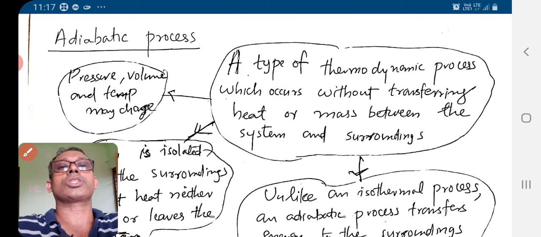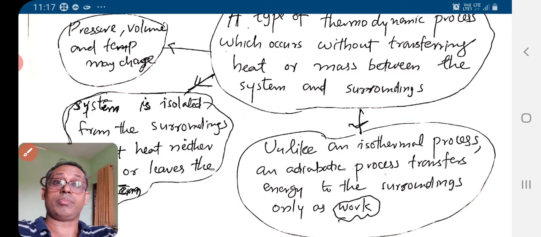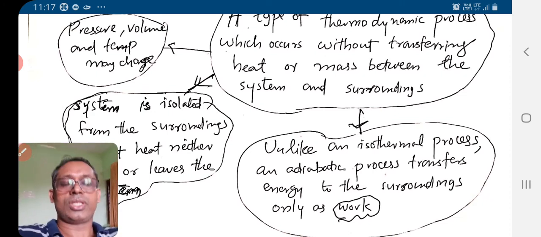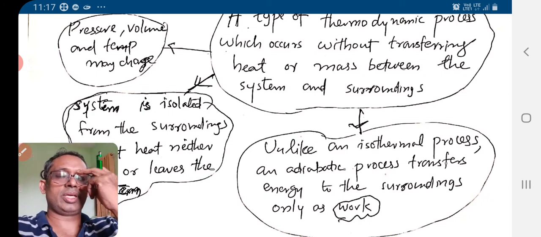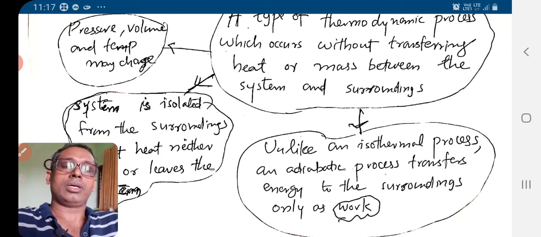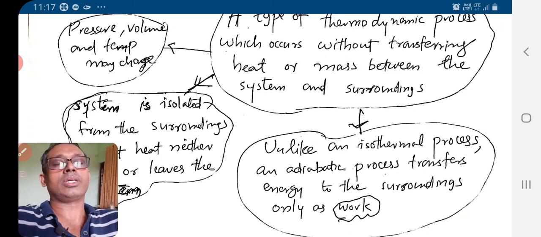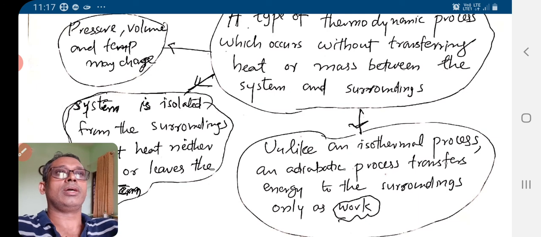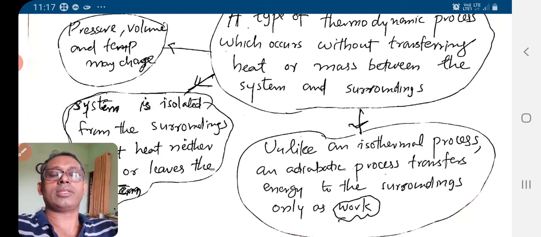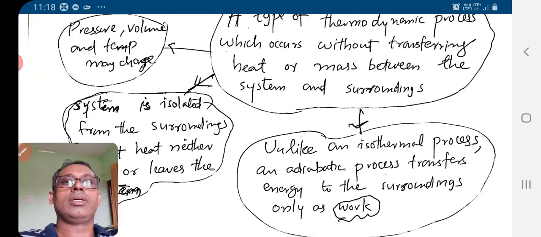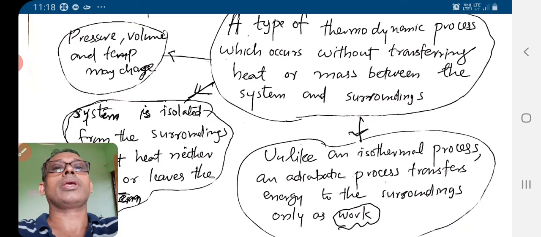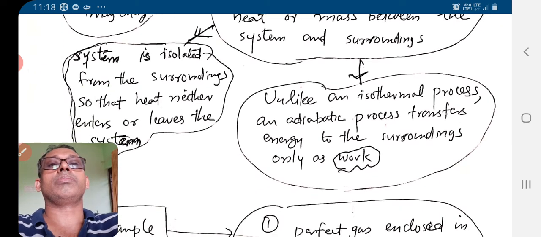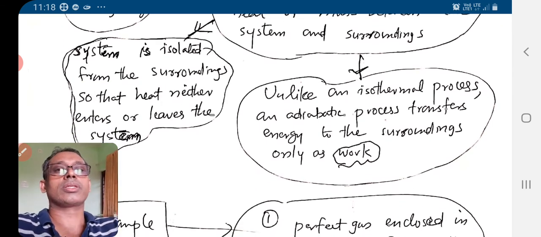Here the pressure, volume and temperature may change. In the isothermal process, the temperature is fixed, but here the temperature may change. Pressure, volume, temperature, all the quantities can change. We will later see that in an adiabatic process only a single quantity remains constant. Anyway, here pressure, volume, temperature change, and the system is isolated from the surroundings.